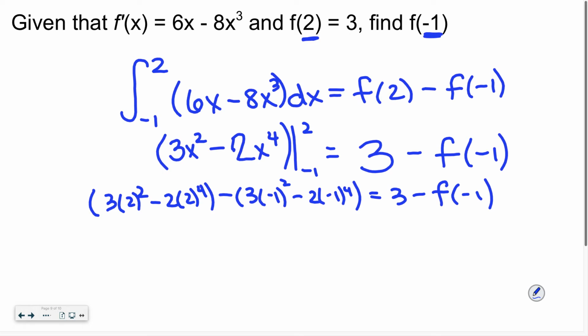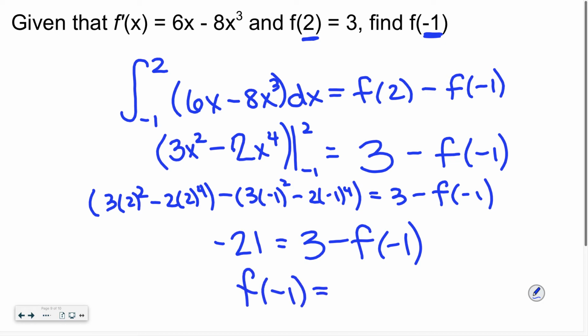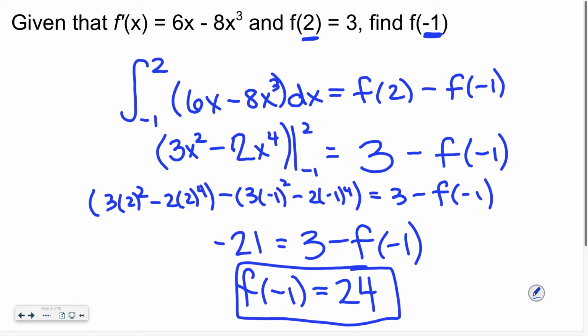This is -21, because this is 12 minus 32, which is -20. And then this is 1. So you have -20 minus 1. So f of -1 would equal, that's kind of tricky. I picked 2 problems with the same answer.